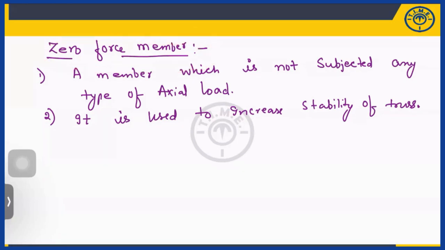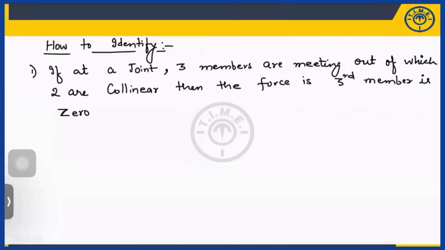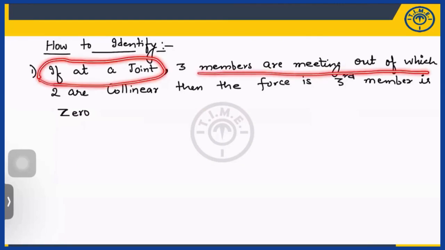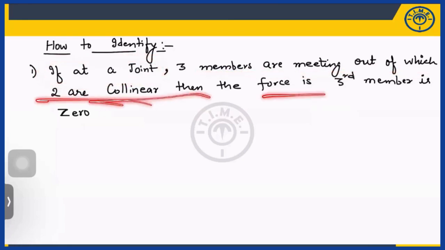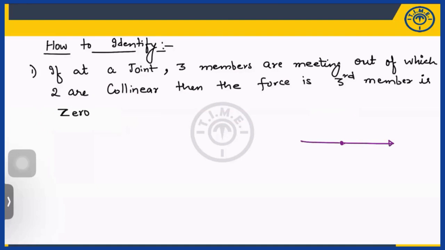So there are some special conditions which I have already mentioned in my live classes also. So again, I am quickly revising how to identify the zero force member. The first point is, if at a joint three members are meeting, out of which two are collinear, then the force in the third member will be zero. What does it mean? For example, at this particular joint, three members are meeting. Let us suppose the forces in the members are F1, F2, and F3.